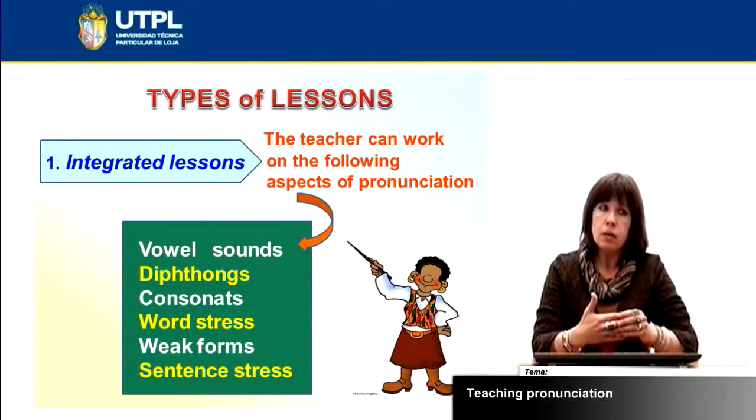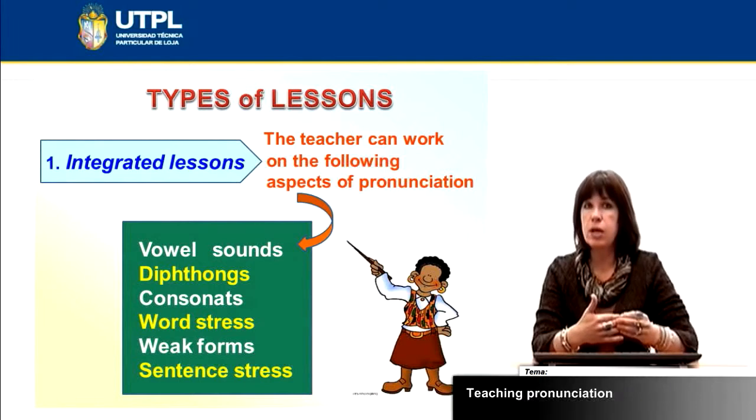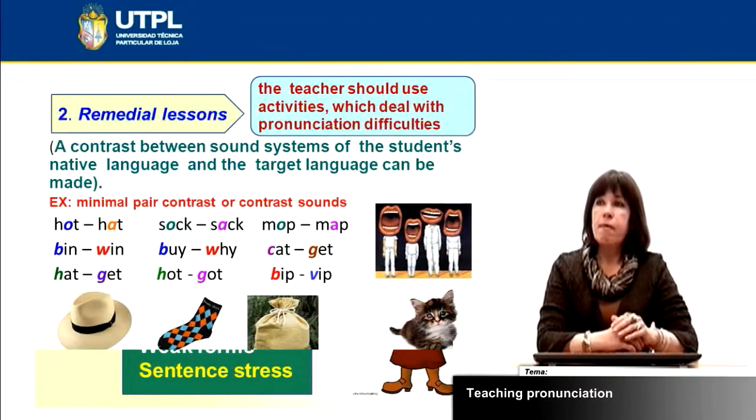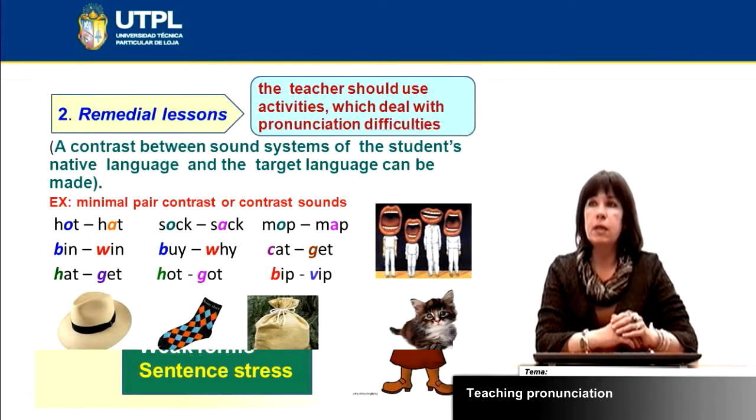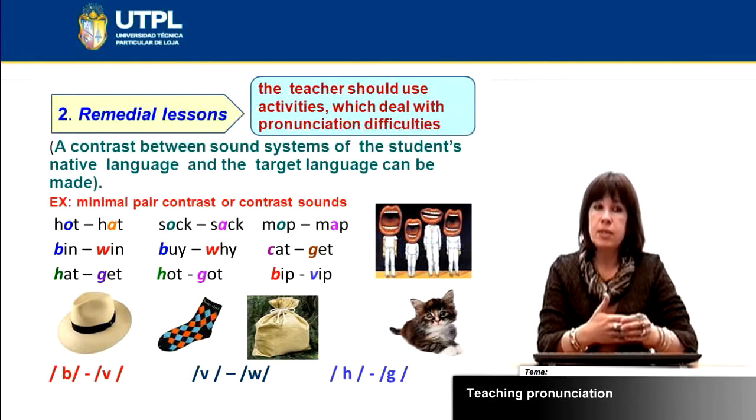Well, and also include elements of stress, word stress, sentence stress, and forms. And the next kind of lesson is the so-called remedial lesson. Remedial, when the teacher sees the most persistent mistakes that students produce, so a teacher says, okay, something should be done, we need to apply some remedies.